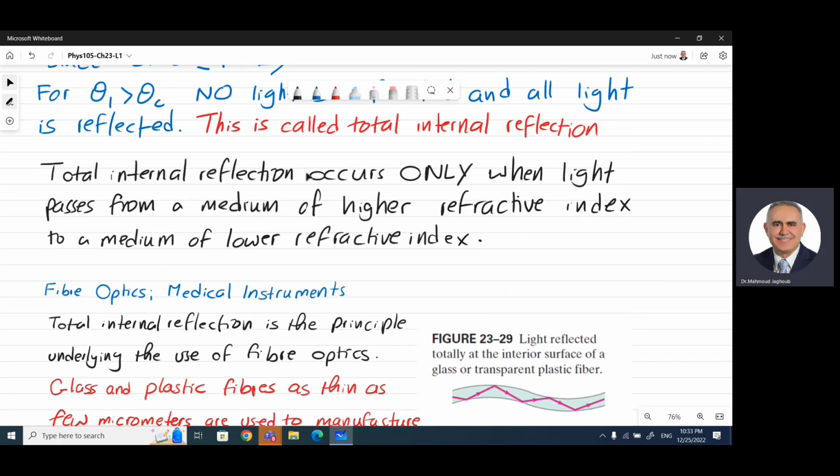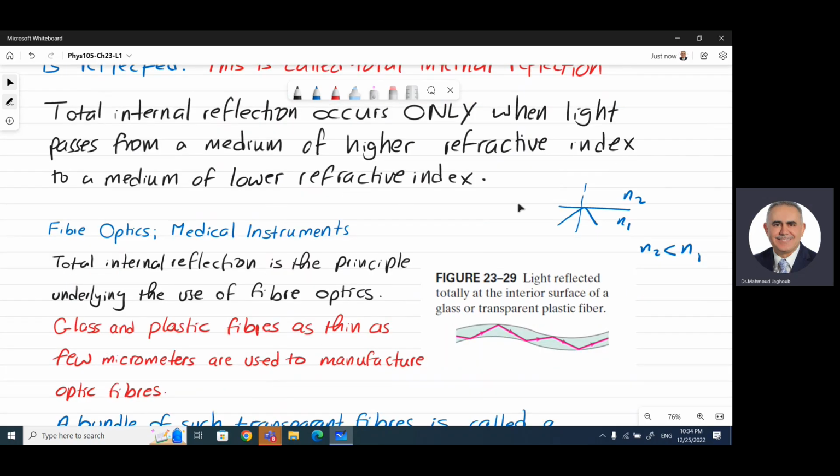Just before I go into this, let me remind you that total internal reflection occurs only when light passes from a medium of higher refractive index to a medium of lower refractive index. It can never happen the other way around. It is impossible for light to be incident in the medium with the lower refractive index and get total internal reflection. I must have two media, N1 and N2, and N2 must be less than N1. It is impossible for N2 to be greater than N1 and have total internal reflection. From what? From Snell's law. Just look at Snell's law.